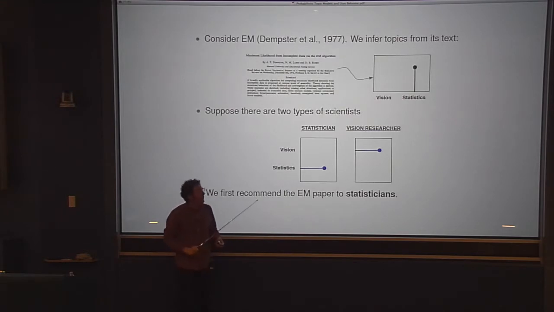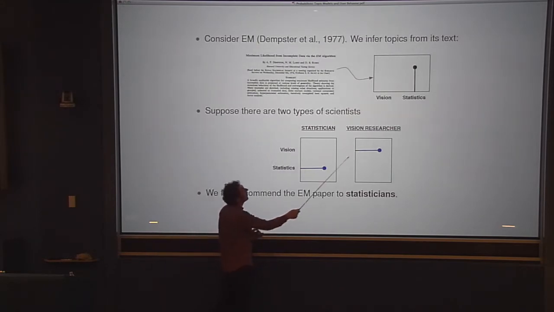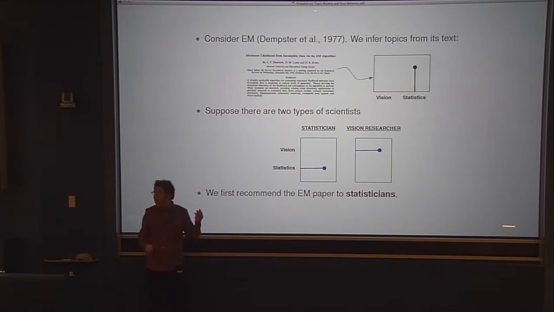Now, let's suppose in 1977 there are two types of scientists, computer vision researchers and statisticians. Computer vision researchers are interested in vision, statisticians are interested in statistics. We see the EM paper, we learn it's about statistics. Who are we going to recommend it to? We're going to recommend it to the statisticians.